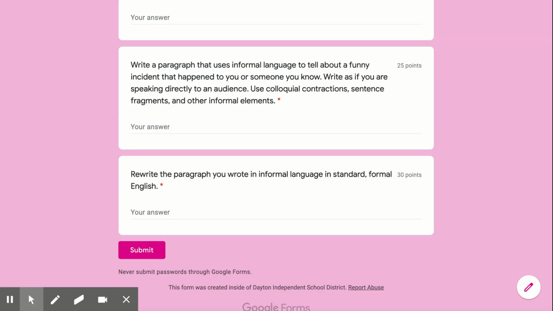Then, once you have told me about a funny incident that happened to you or someone you know, and you've written it in informal language here, then you're going to go down to this bottom blank and you're going to rewrite your story using formal language. No more gonnas or wannas or have tos. No more, I mean, no more, so we were going. No, you go back to the standard English and then you submit your paper.